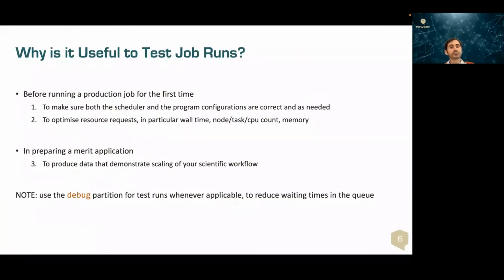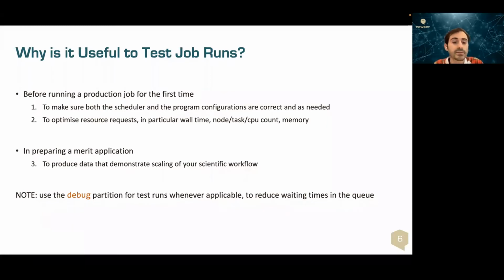So why is it useful to test job runs in a supercomputer? We identified the 3 key cases for testing job runs. So the first one is to make sure that any bash script, any computational workflow you submit for the first time is correct in terms of syntax of the script, in terms of the resource request, in terms of how the program is configured to run. This is a good habit just to avoid wasting computational resources.